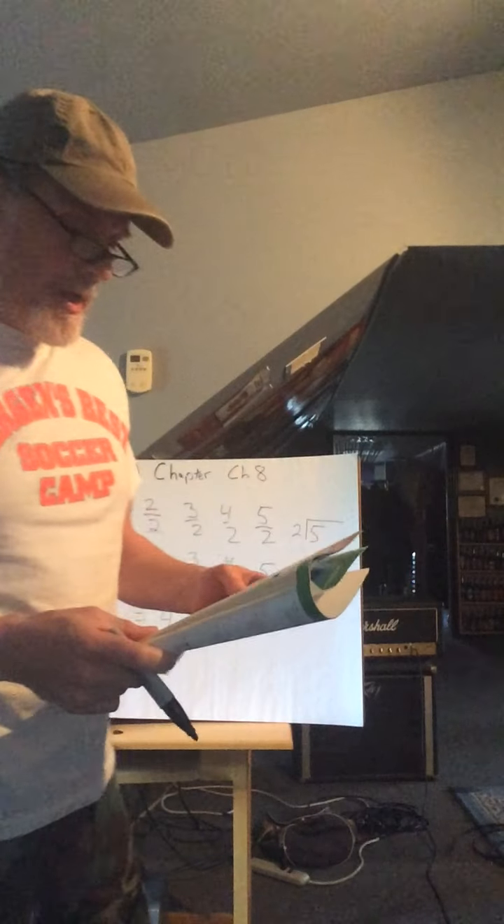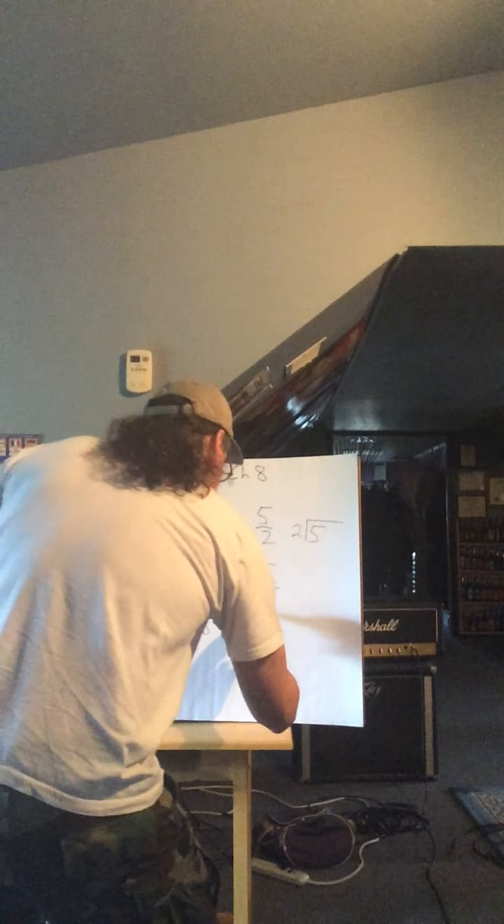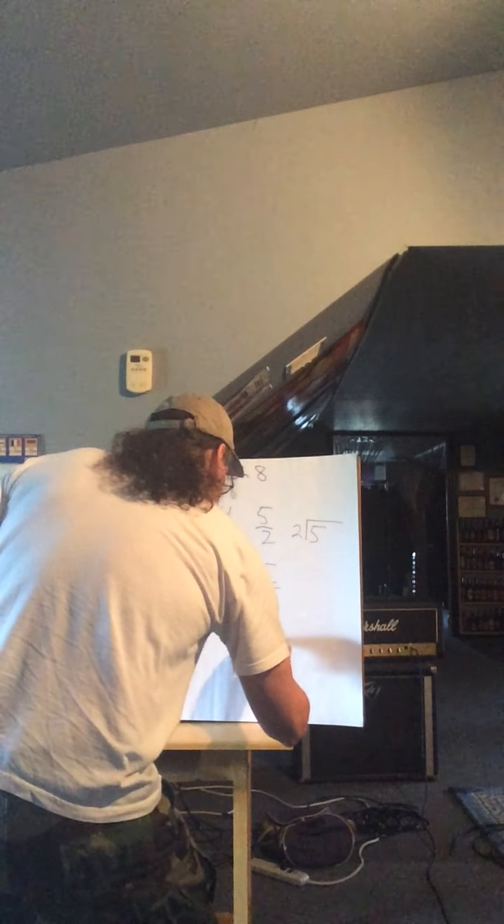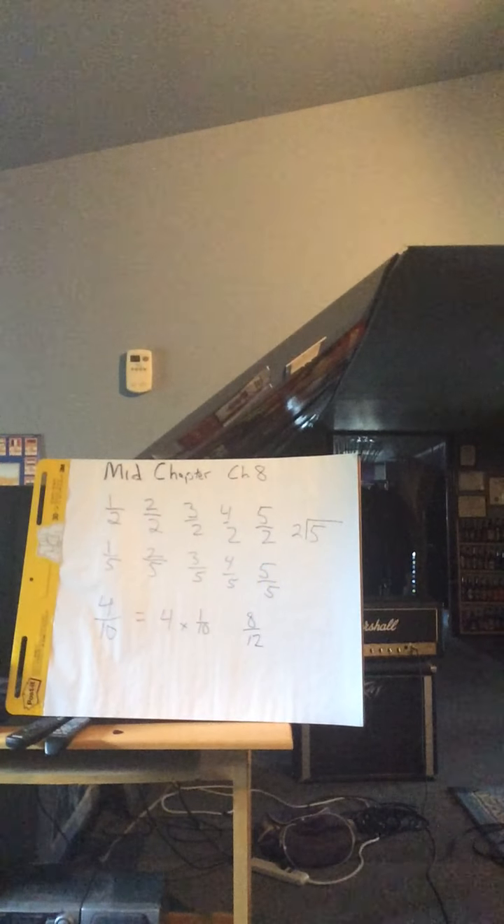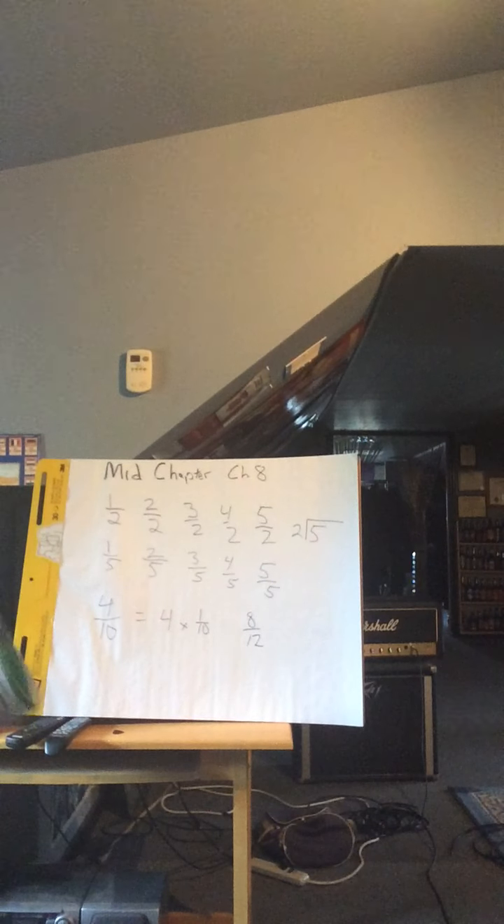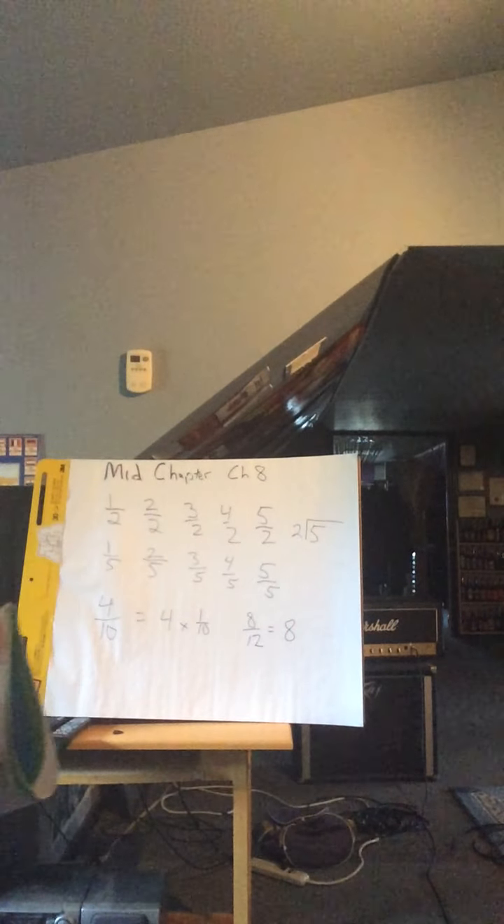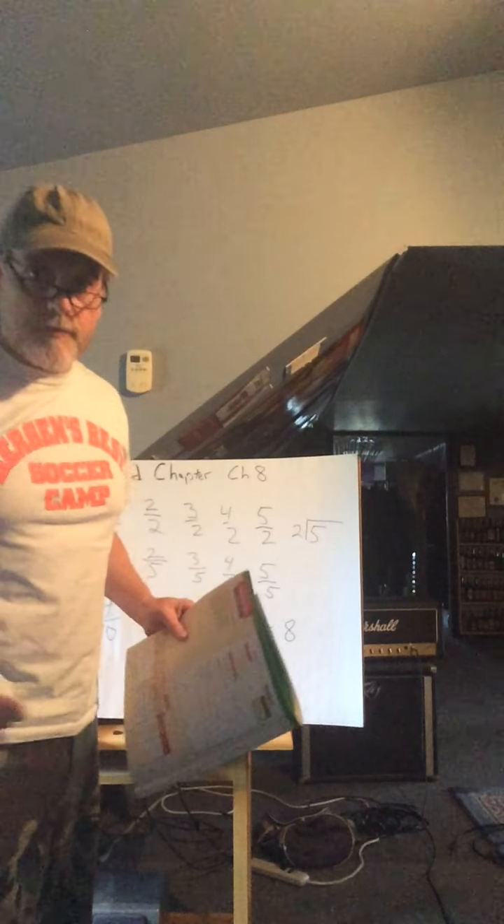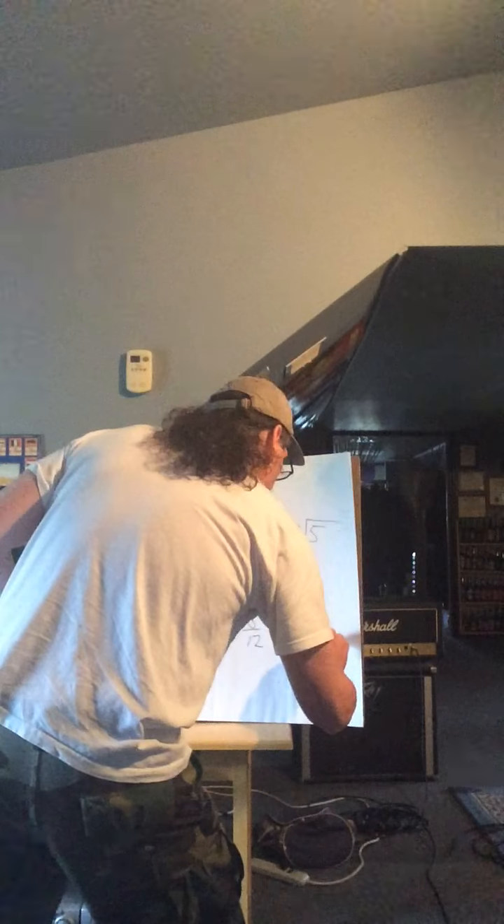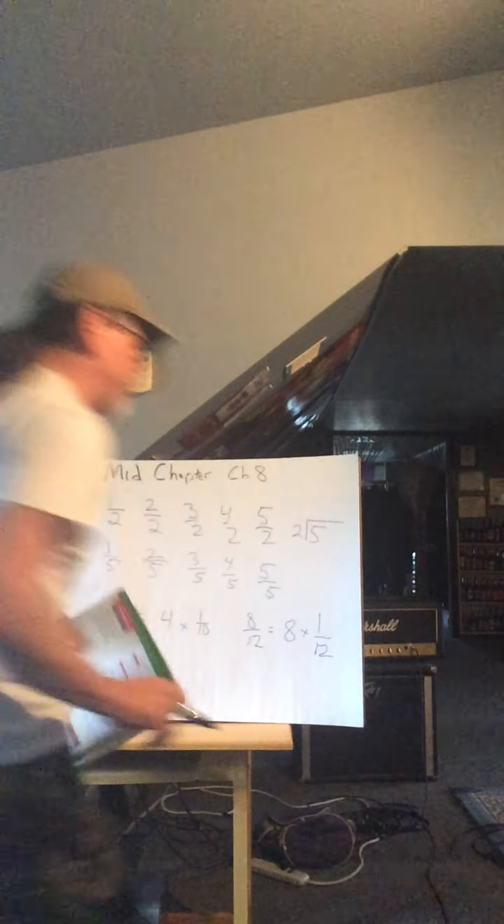Next one is 8/12. When we look at 8/12, look at our numerator. Our numerator is an 8. That's our whole number. Our unit fraction is going to have a denominator of 12. A unit fraction always has 1 as a numerator, so it would be 8 times 1/12.